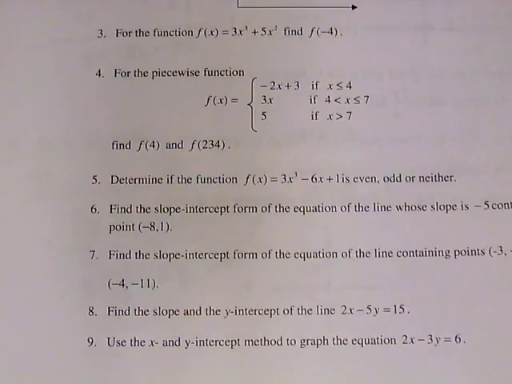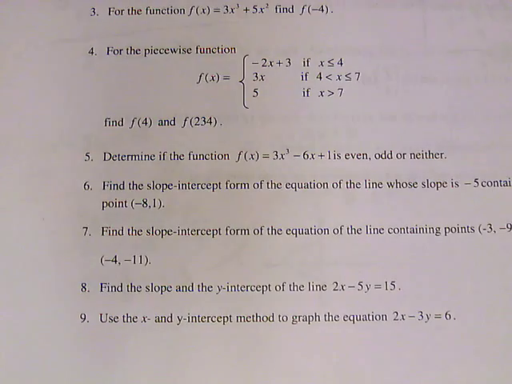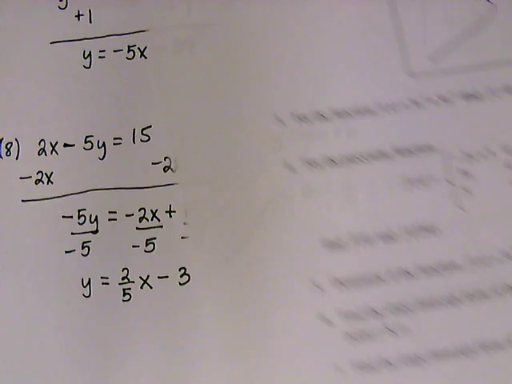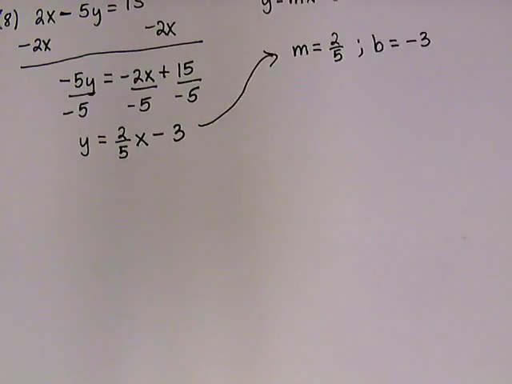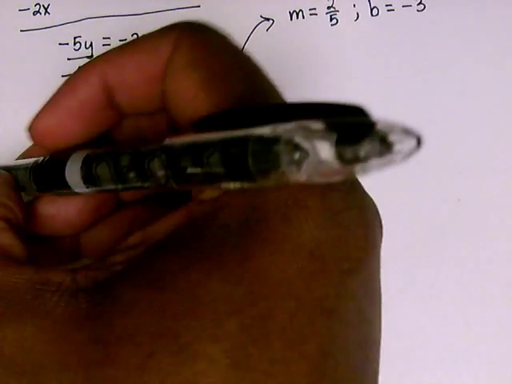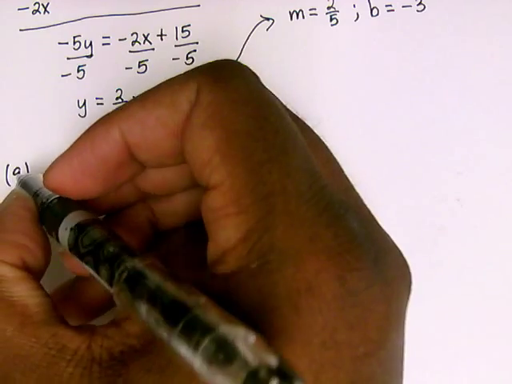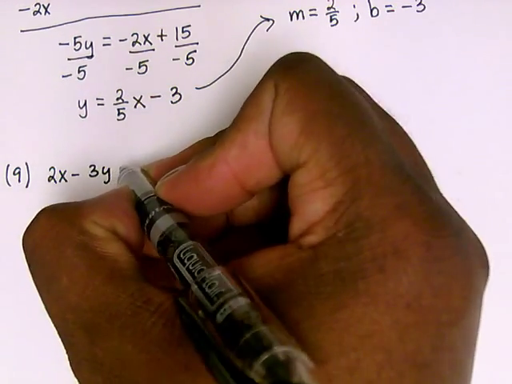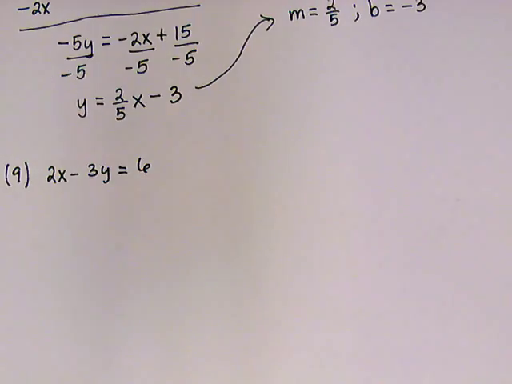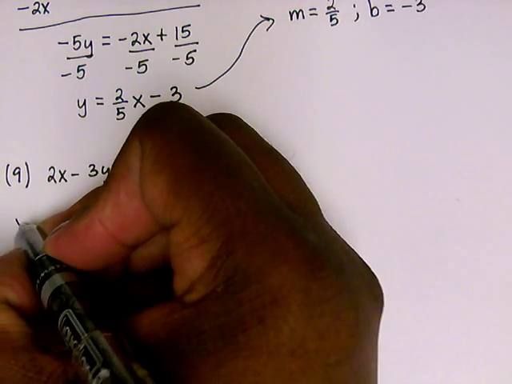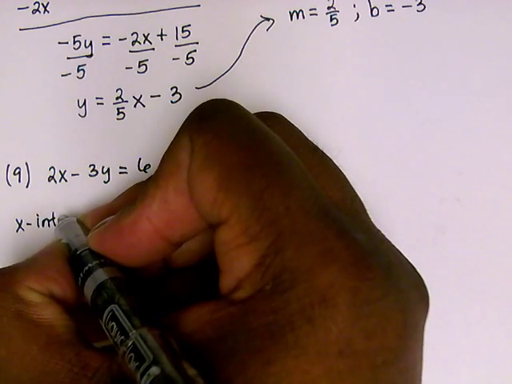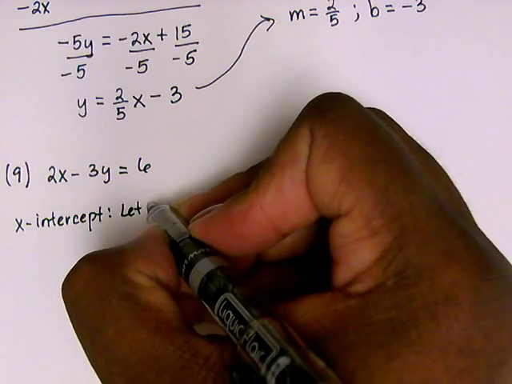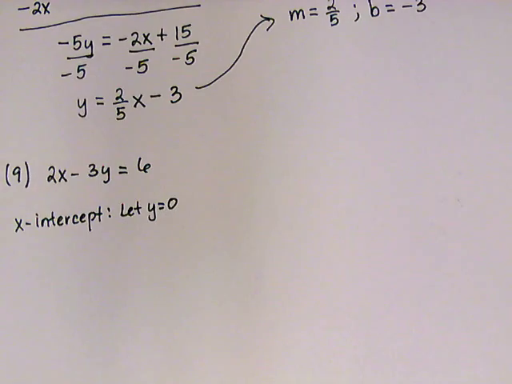Alright, number 9. You're going to use the x and y-intercept method to graph the equation 2x minus 3y equal to 6. So here's the equation, 2x minus 3y equal to 6. Now, anytime you want to find the x-intercept, you want to let your y equal 0 and solve for x.